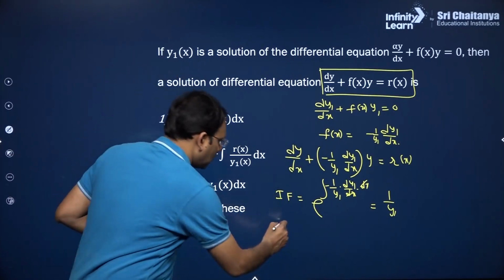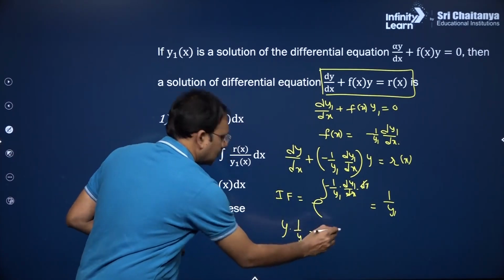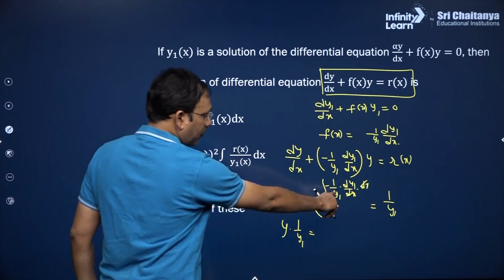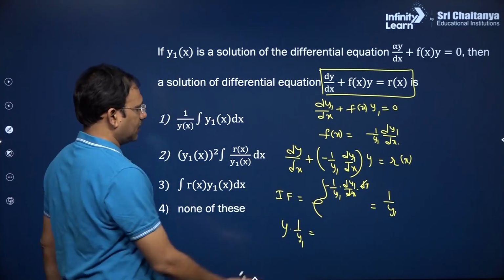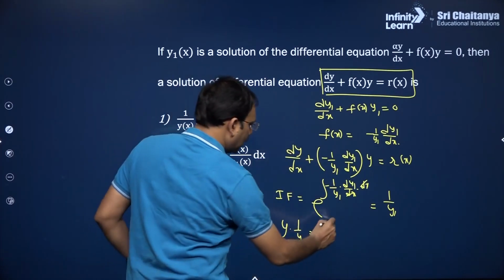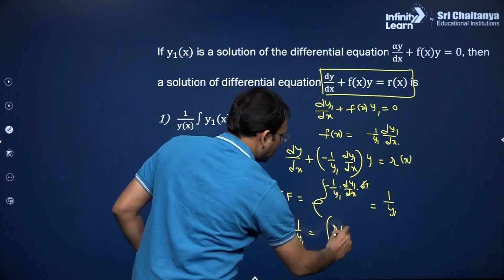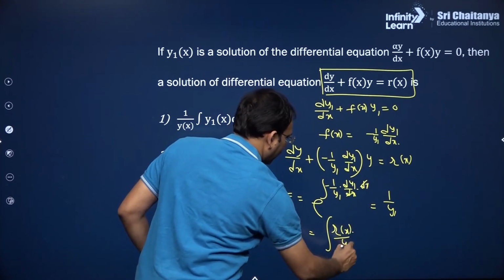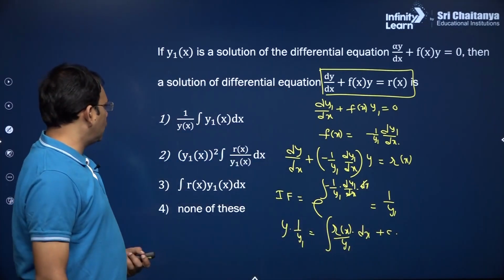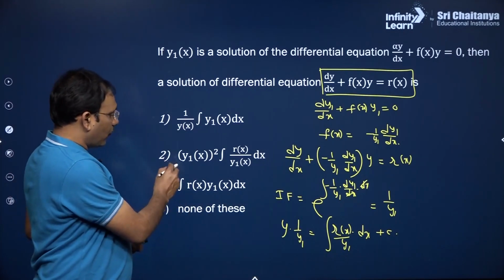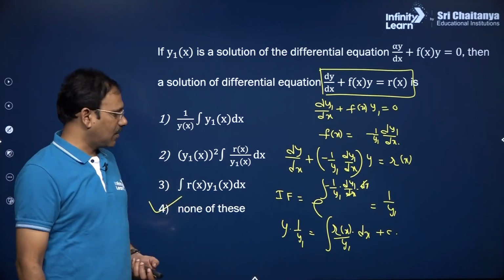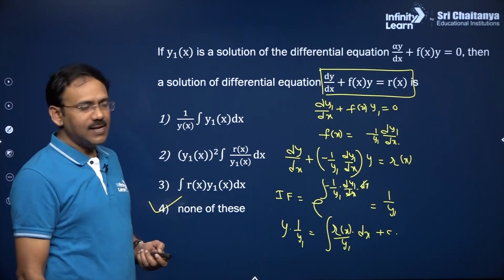Now the solution is y into integrating factor is equal to, my dear friends, this is going to be log y1. You can observe here, this is minus log y1, minus comes as 1 by y1, this is correct, into integral of r of x into integrating factor 1 by y1 into dx plus c, my dear friends. So y is equal to y1 into integral r of x. No such option, my dear friends. So none of these is the right answer. Okay, this is indirectly LDE.